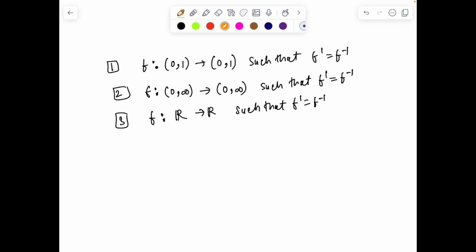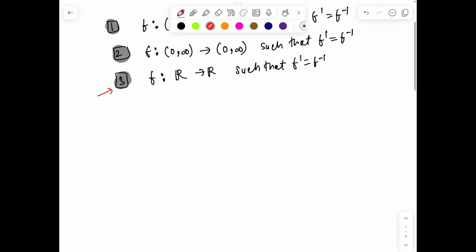So let's try these three problems. They are really conceptual and a very good food for JEE. Let's start with attacking 3 first. Okay, so what we'll do is we'll prove by contradiction first.